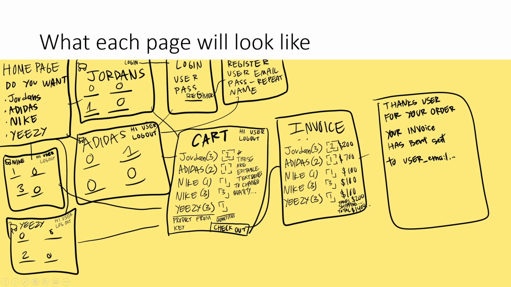Each one will have four shoes for that brand. So four shoes for Nike, Adidas, and stuff. So my homepage will be basically like the index. So this will be the first thing that they see. From there, they'll just choose what they want pretty much. And so if they choose Jordans, they'll go to the Jordans one.